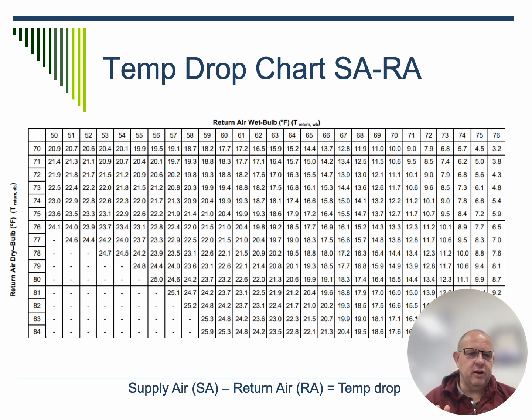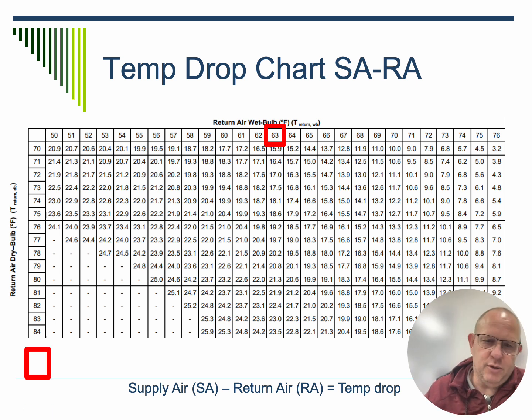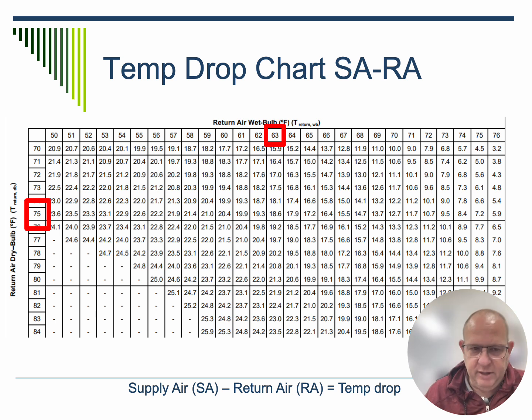Now, if you can figure out what the return air dry bulb temperature is and what the return air wet bulb temperature is, well, now we can figure out exactly what that temperature drop should be on that particular system. So we'll throw a couple fictitious numbers out there for you. We took a reading on the return air. We found out the wet bulb temperature was 63. We found that the dry bulb temperature was 75. Okay, and our expected temperature range should be plus or minus 18.6 degree drop across that evaporator coil itself.